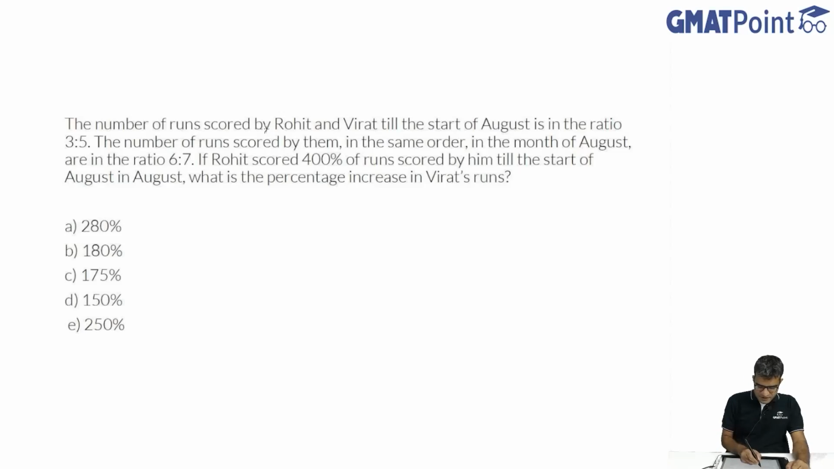In this question, we are told that the number of runs scored by Rohit and Virat till the start of August is in the ratio of 3:5. So let us assume that the number of runs scored by Rohit is 3x and the number of runs scored by Virat is say 5x. The number of runs scored by them in the same order in the month of August is in the ratio 6:7. So let us assume that Rohit scored 6y runs and Virat scored 7y runs.